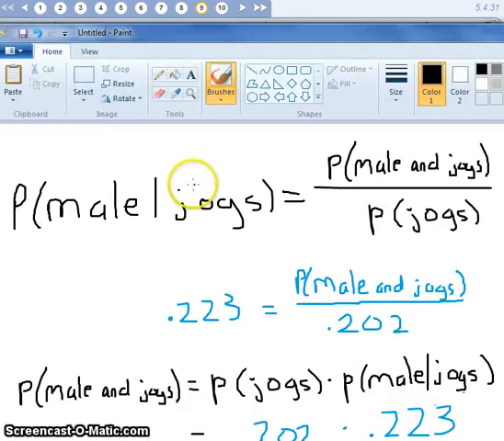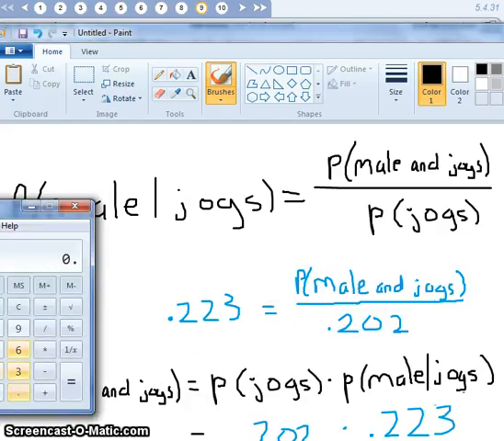And there's a couple ways you could think about setting it up. You can use this formula for conditional probability. The probability that they're a male, if we know that they jog, if we're given that condition. You put the probability that they're both on top, and the probability of the condition on bottom. And we're told 2 out of those 3 things, so to solve for this probability that they're male and jog, you would multiply both sides by 0.202. So you get 0.223 times 0.202, and there's your answer, 0.045.